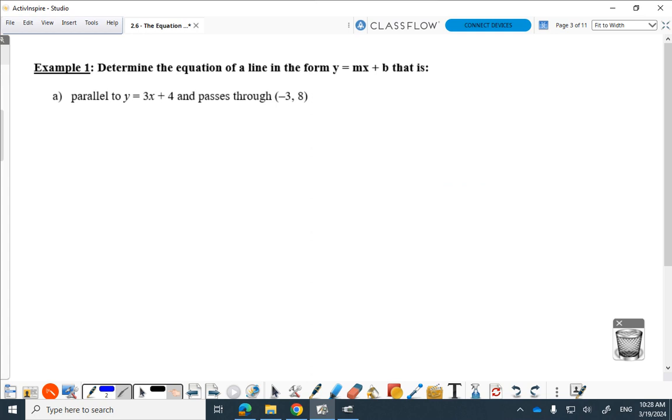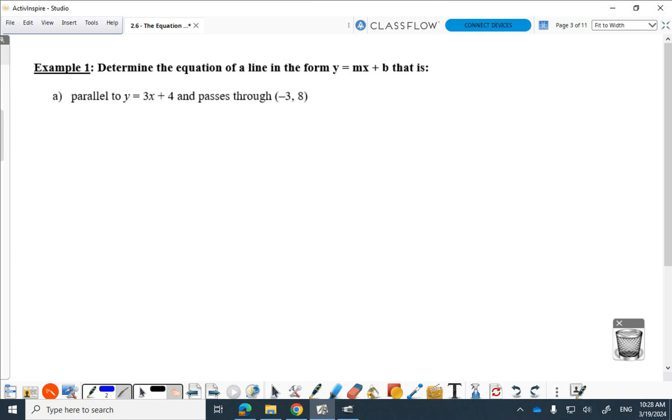Determine the equation of a line in the form y equals mx plus b that is, I'm going to do both ways to see, well, I showed you a new equation of a line yesterday. I'm going to do both ways so you can choose. Parallel to y equals 3x plus 4 and passes through negative 3, 8. Okay, for people who don't like the new way, this is for you. Still the same steps as before.